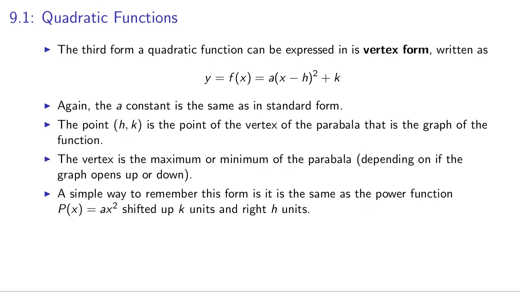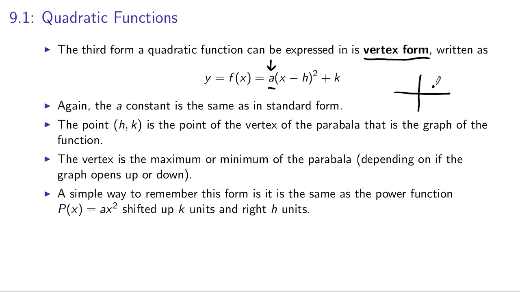There's a third form we can put quadratic functions into. This third form is known as vertex form, written as a times the quantity x minus h all squared plus k, and here again a is the same number as in standard form. The point h comma k is the vertex of the parabola, the graph of the function.